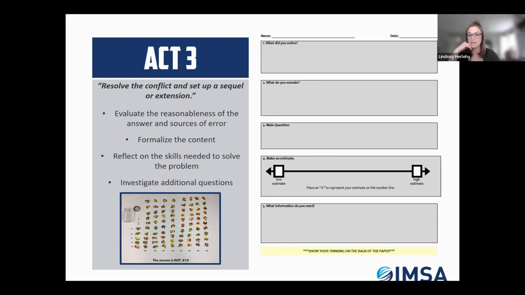So in Act 3, they get the solution, but it is not the end. Once you get an answer, it's not the end of the mathematical investigation. Now we can talk about, do we think that answer is correct? How do we know? Is there something we need to go back and double check? And also, what can happen next? What could I do with this?